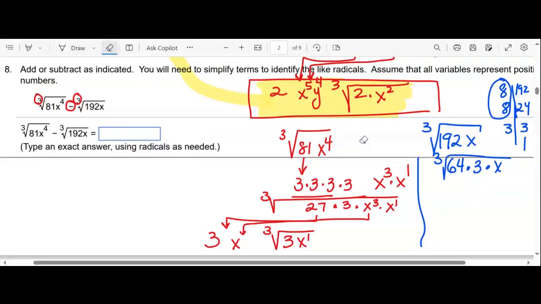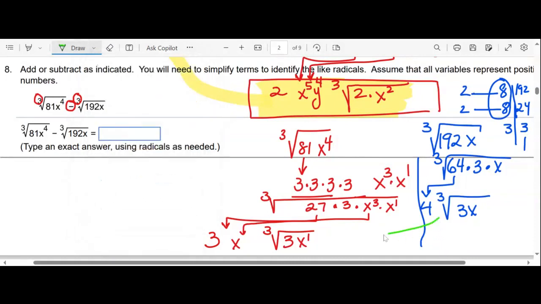64 goes outside. We cannot take 64 outside. It has to be 2 times 2 times 2 times 2. 3 twos, right? Yes. 3 twos. So if you take 64 outside, this one 2 and this one is 2. So it's going to be 4. Okay? And what's left under the cube root? 3x. Okay? So now, can I subtract this from this?